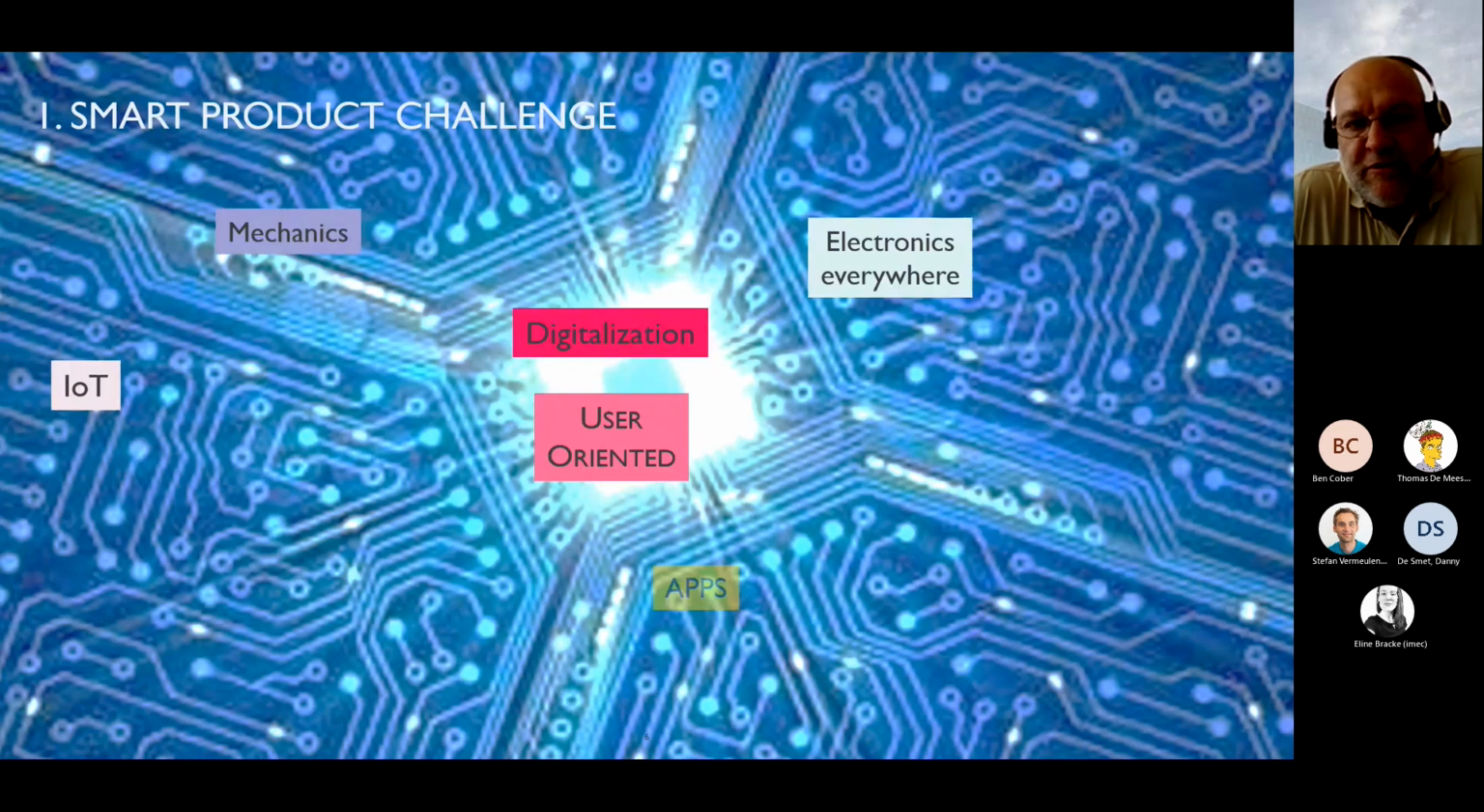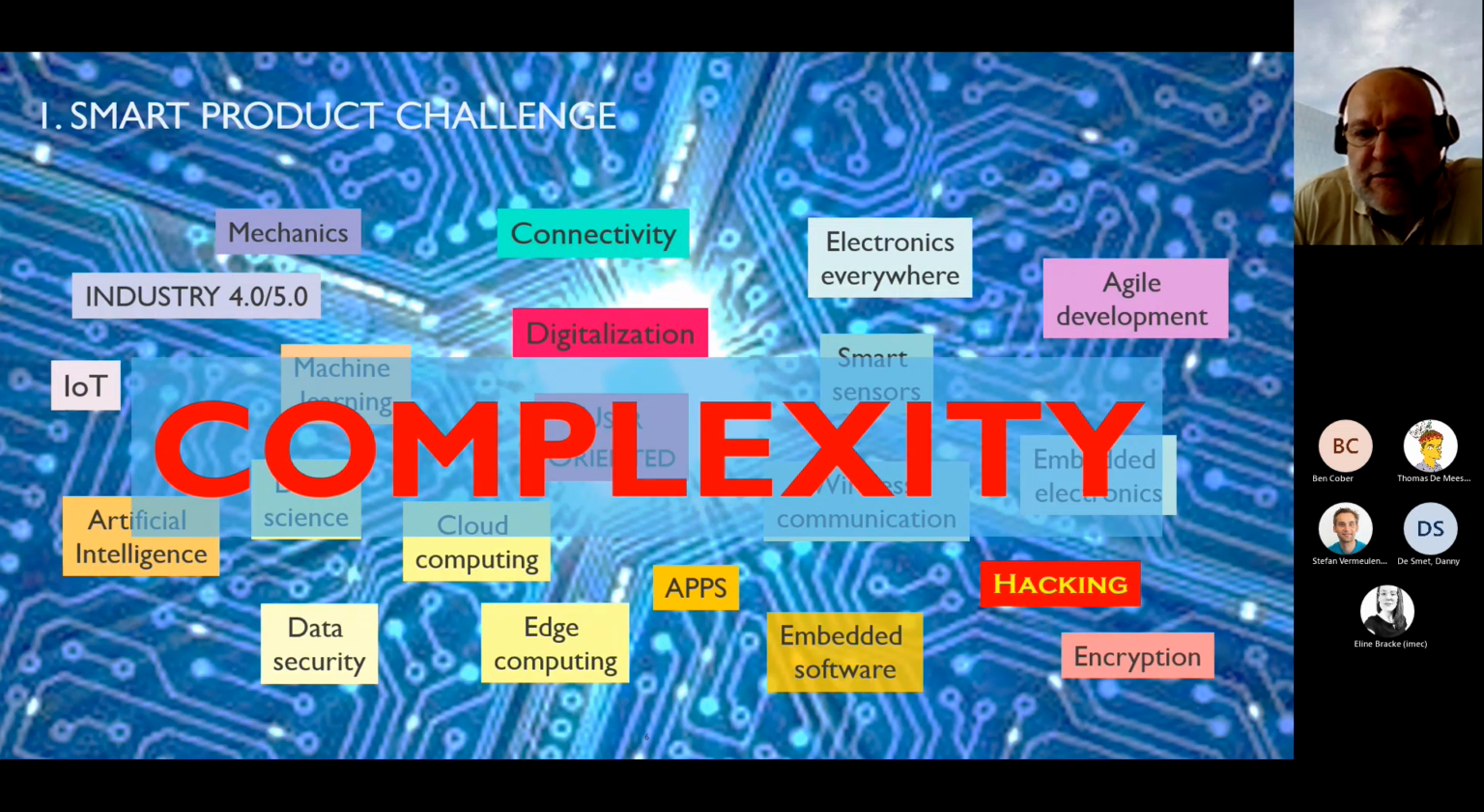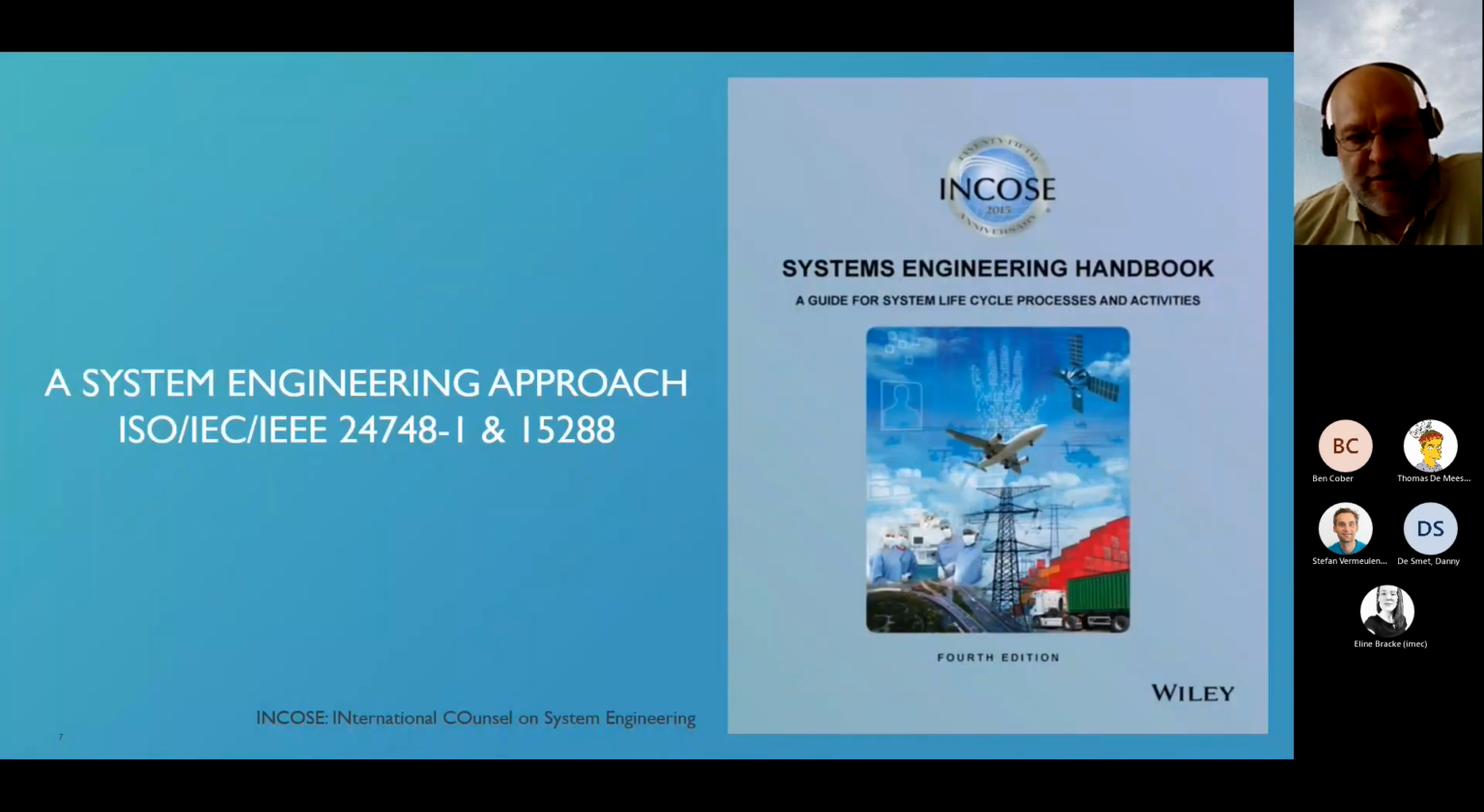The challenge we are facing with so-called smart products is that we have to deal with a lot of complexity related to the broad range of technologies and disciplines we have to cover. And for that, we are looking towards the system engineering standards, and especially those that are mentioned there, which are further discussed and give a lot more background in the system engineering handbook of the International Council on System Engineering. And that's the framework which we're going to use to tackle this smart product challenge.